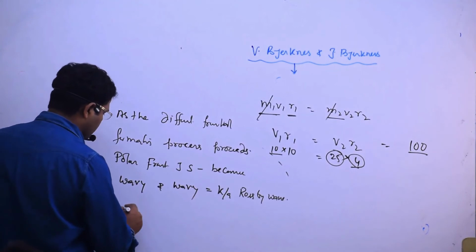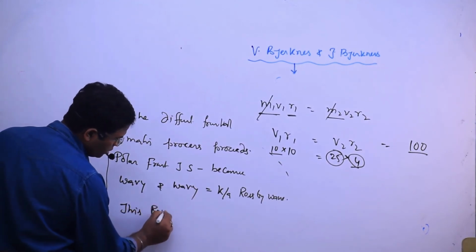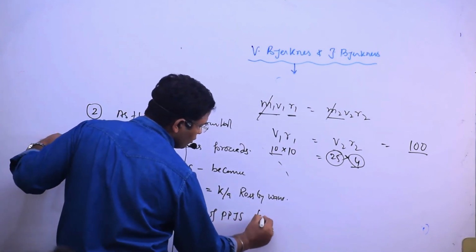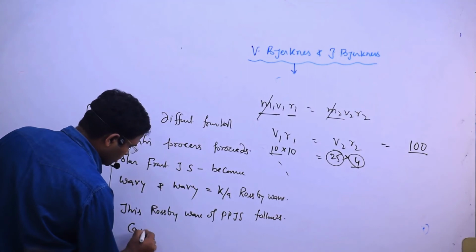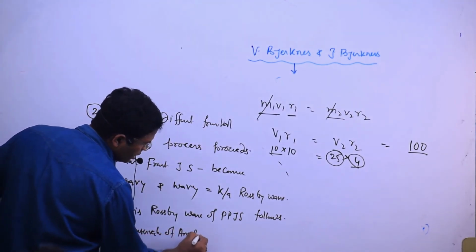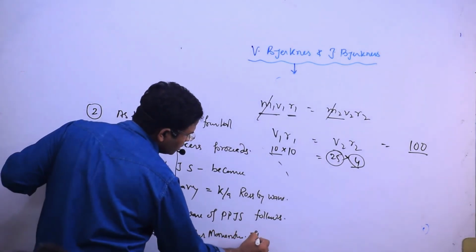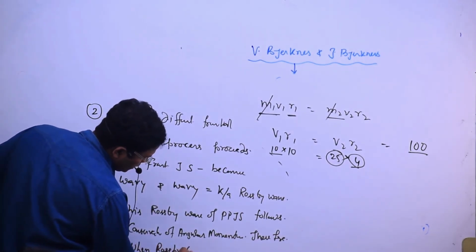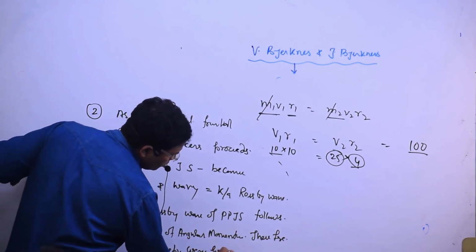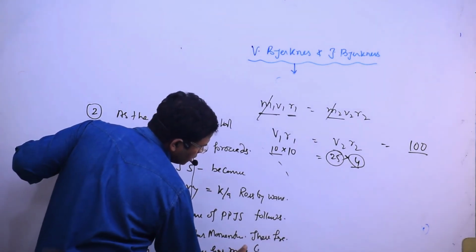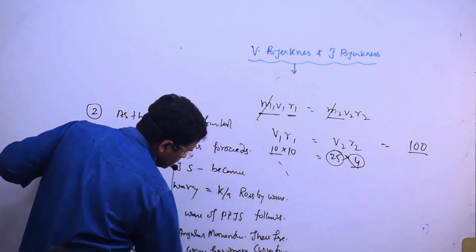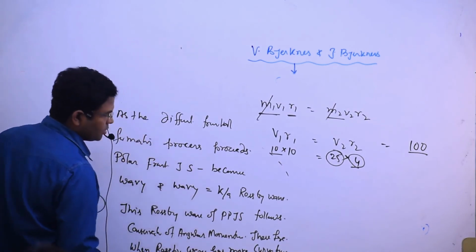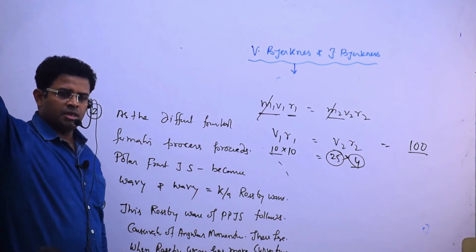Third one, I said that this Rossby wave or polar front jet stream follows conservation of angular momentum. Therefore, when the Rossby wave has more curvature, its speed is highest. Its speed is highest.